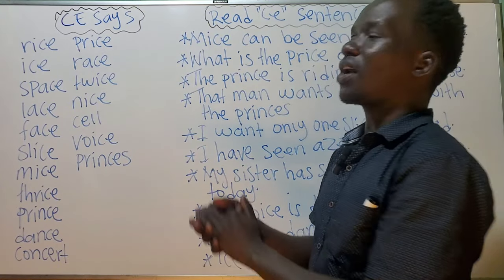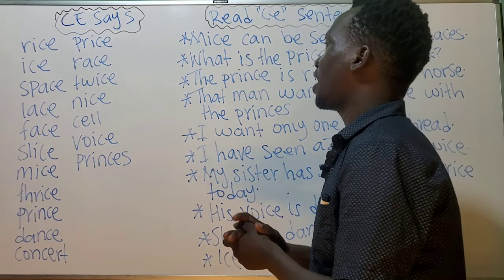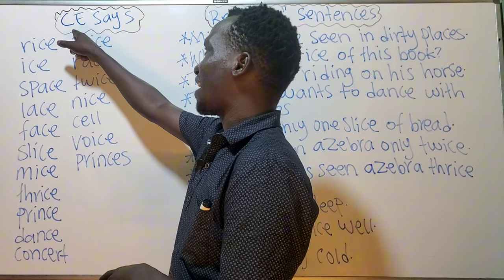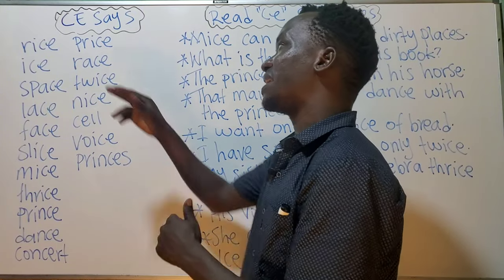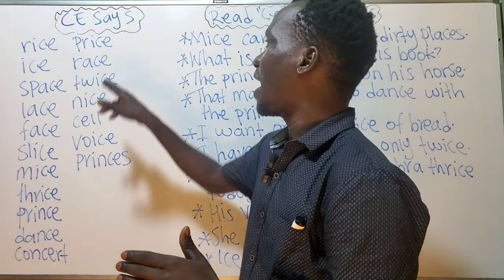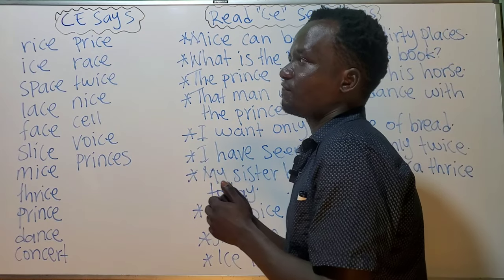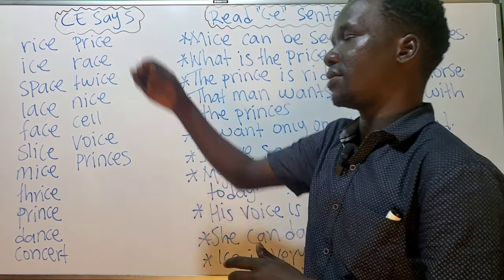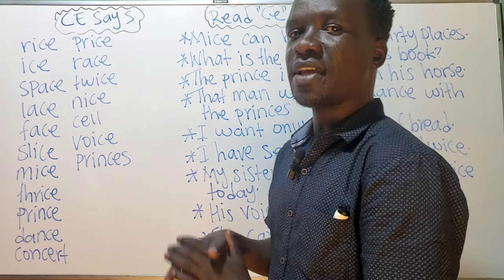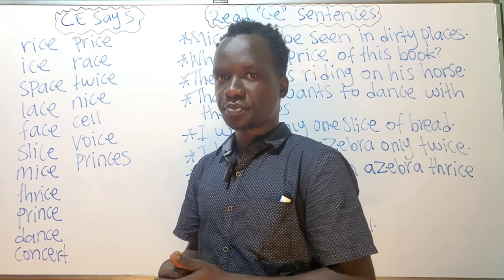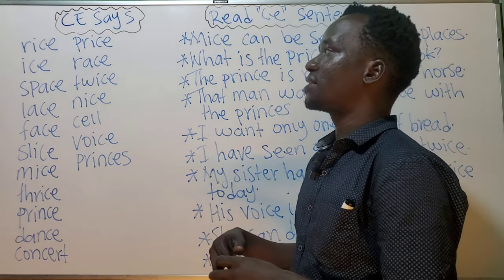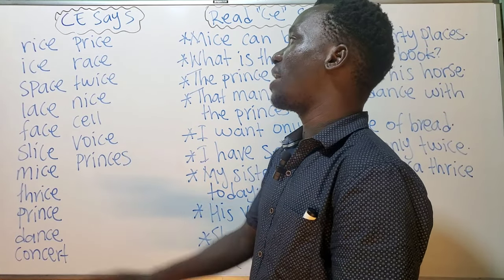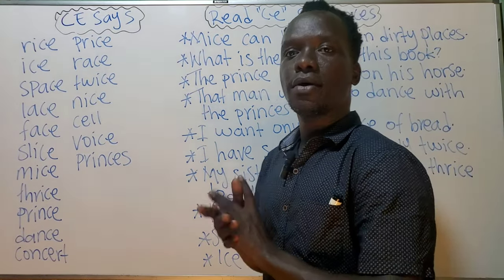So without wasting time, let us move here and see what I have for you today. If you meet any word that has CE, especially at the end of a word, that is where you normally encounter CE. If you see that, don't even waste time, just make it to be S. Don't say the C, but say S. It sounds like S. For example, here we have not "rice" with a hard sound, but "rice" with an S sound.